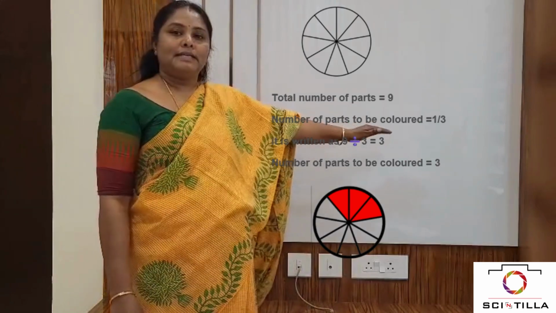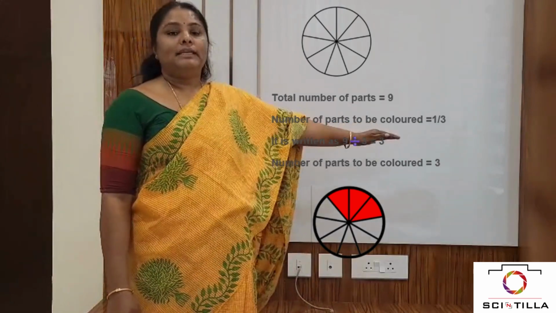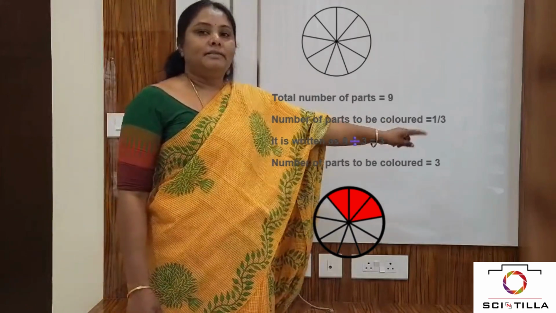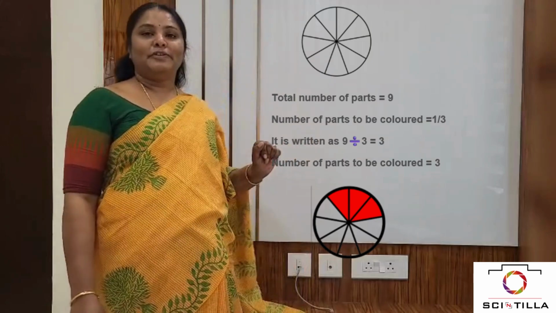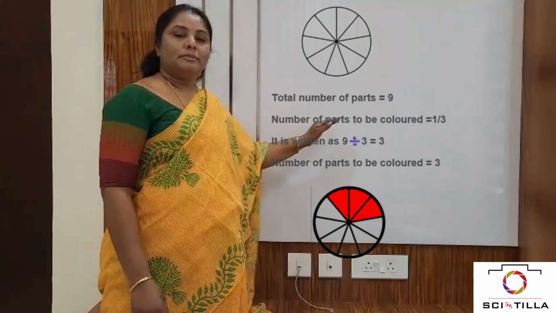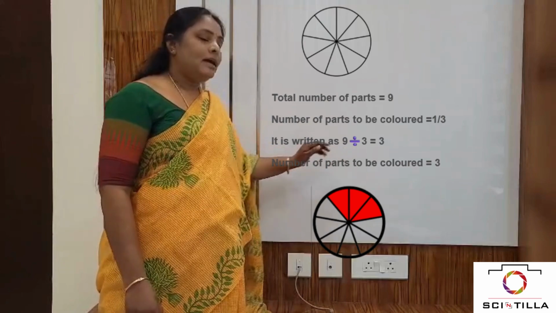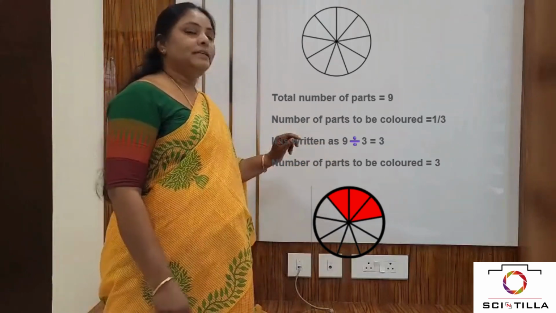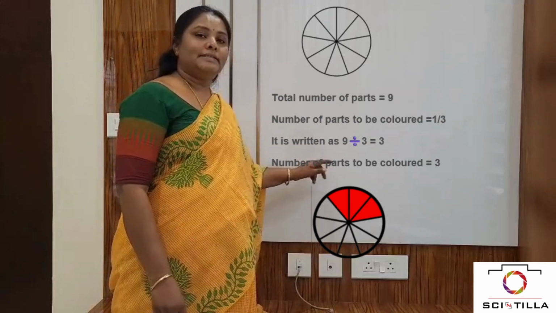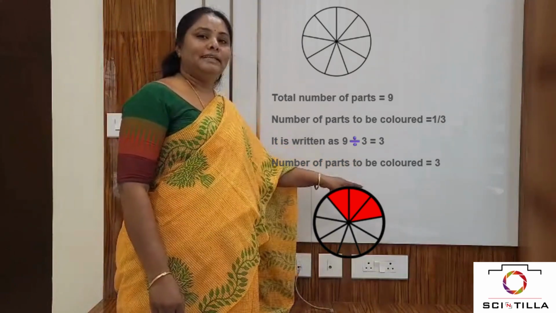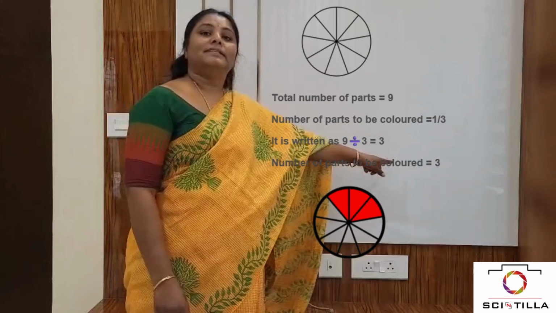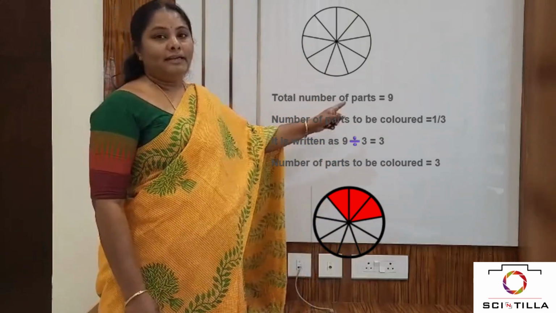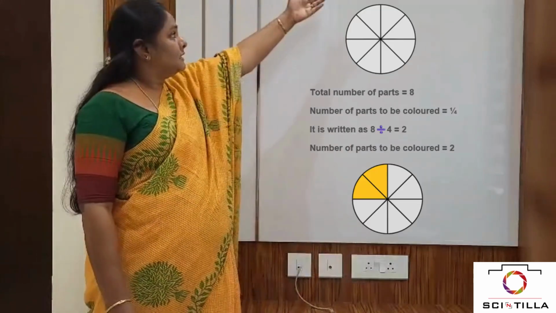Now look at the given figure. How many parts does it have? It has 9 equal parts. And they are asking us to color 1/3 of the given figure. How are we going to do that? First count the total number of parts, which is equal to 9. And what is 1/3? How do we write? 1 by 3. So how are we going to write that as a fraction? 9 upon 3. So what is the quotient we get? 3. So how many parts are we going to color? 1, 2 and 3.